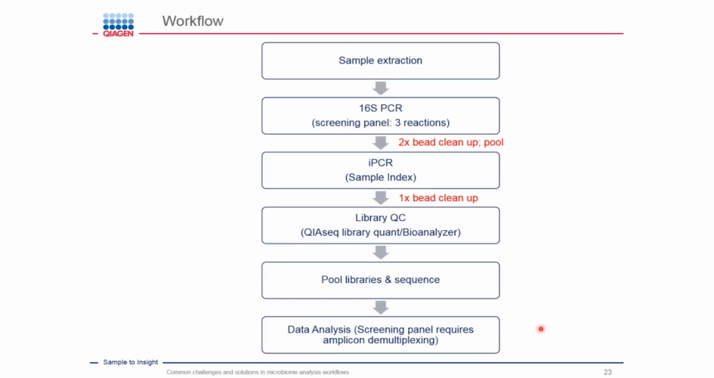Here is a short overview of how the kit works in principle. You have to extract your samples, do your 16S PCR. When you have the screening panel, as mentioned before, you have 3 reactions per sample. You have to do 2 bead cleanups, pool them, do your indexing PCR with the sample indices, do the bead cleanup, and then you have your library QC. This is a really streamlined and quick process, which allows you to standardize your sample process a lot.